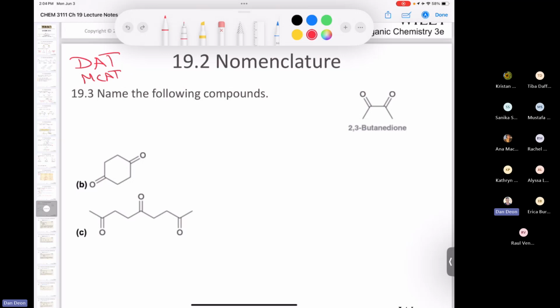But for a diketone or a triketone, it's pretty straightforward. Instead of -one, you just put -dione. If there's 3, you put -trione, okay? So here, you just find the positions of the carbonyls. So 2, 3, so you'd call it 2,3-butanedione. If this is cyclohexane, you'd say 1, 2, 3, 4, 5, 6. So you'd call this 2,4-cyclohexanedione.